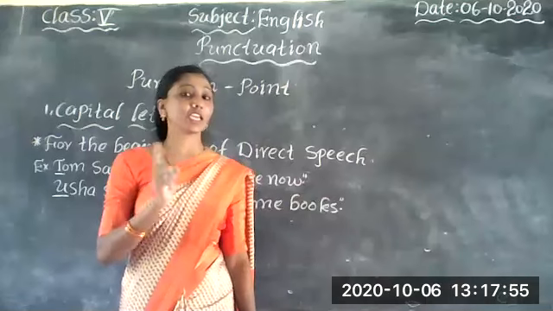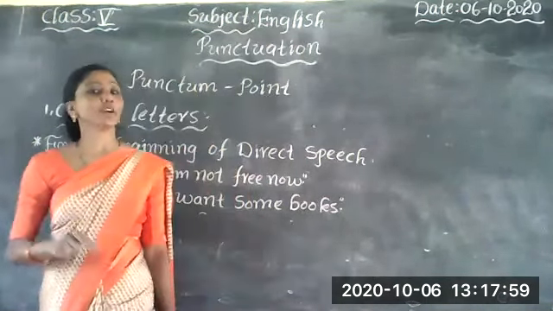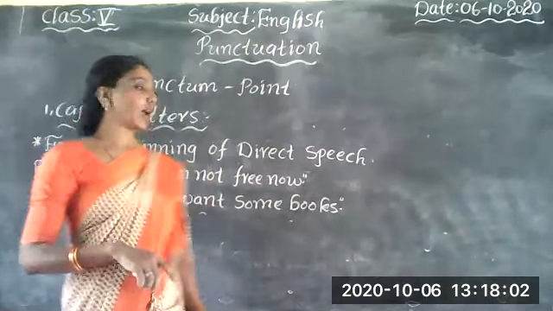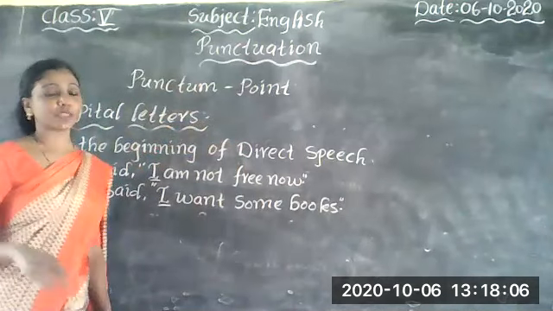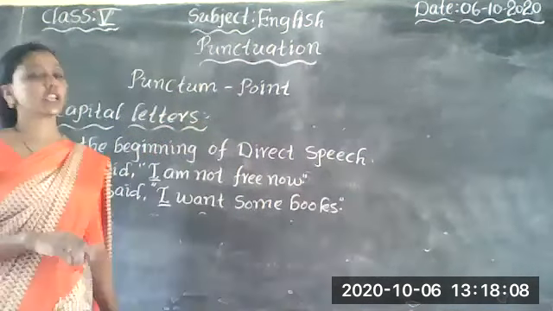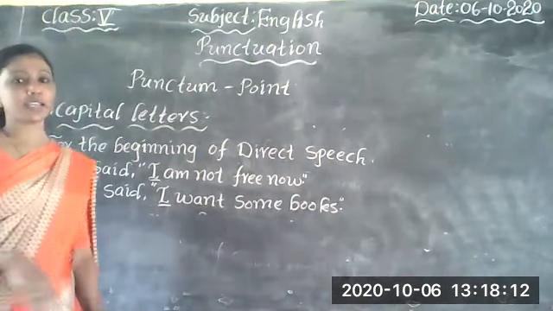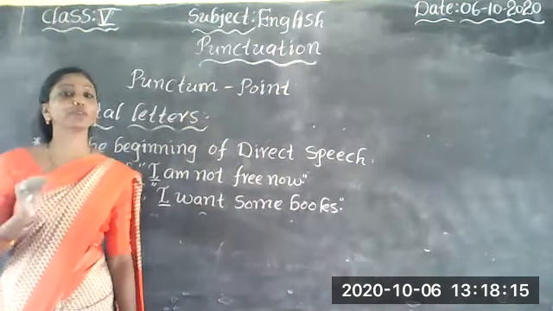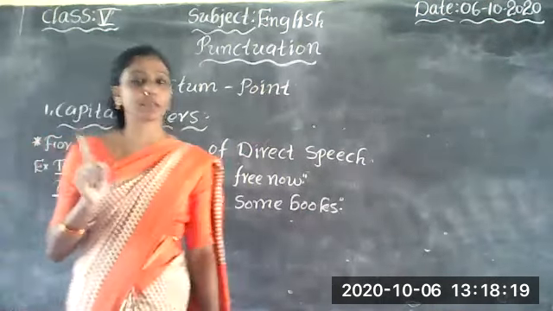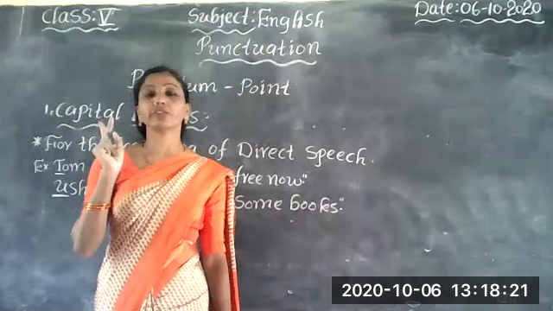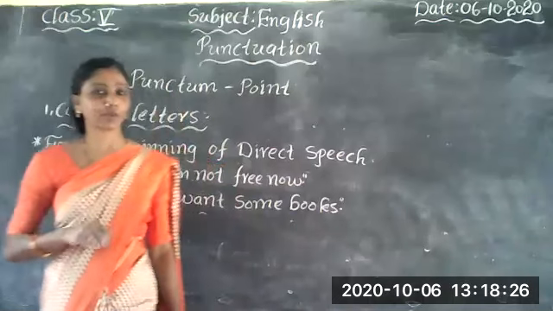Whenever we are writing he, him, his, if they stand for God, at that time we use capital letters. And one more rule: whenever we are writing direct speech, we must start with a capital letter. Is it clear, students? Where do we use capital letters? First, at the beginning of the sentence, and whenever we are writing proper nouns.